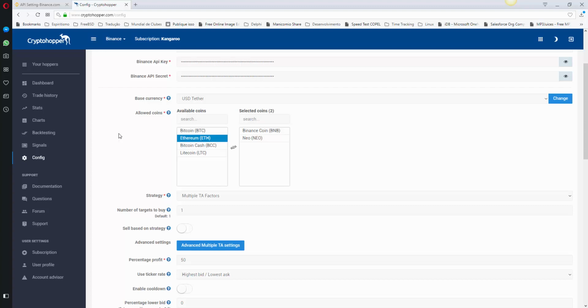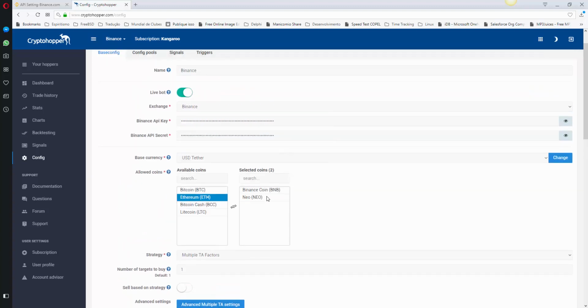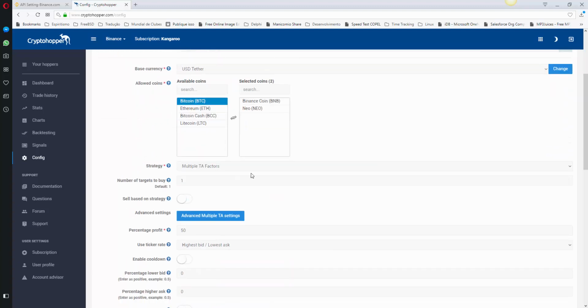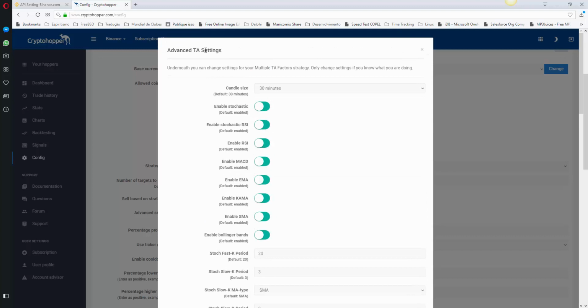Before this red wave we are living right now, we are in March, beginning of March 2018, I was making 20% per day using CryptoHopper. I'm not kidding. And I was just using the default configuration for multiple TA factors. But let's take a look at the advanced TA settings, because sometimes you may want to change that to fit the market situation, or to fit what you need, the kind of buying you want to perform, for example.